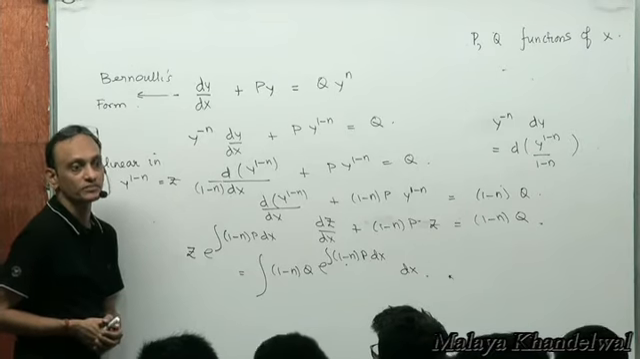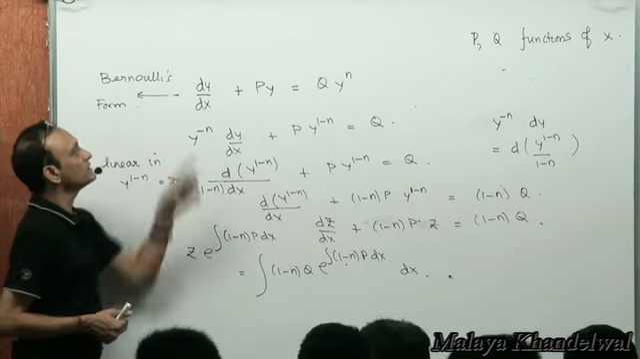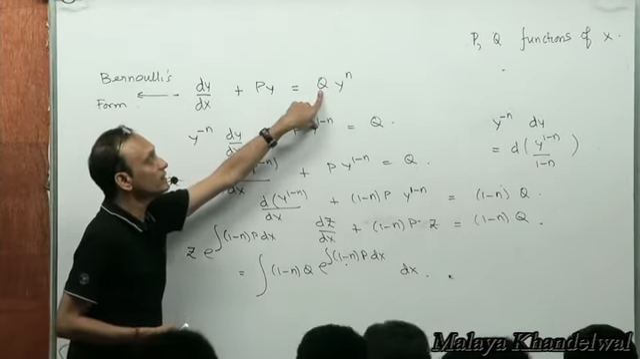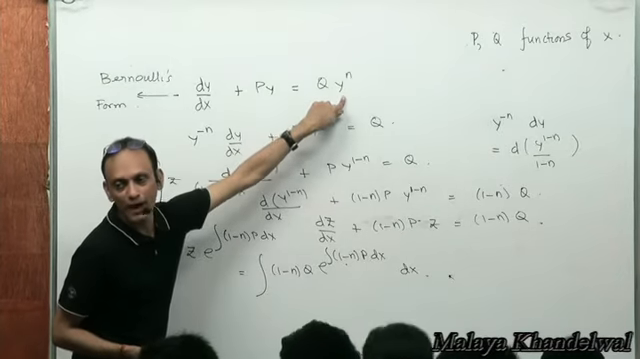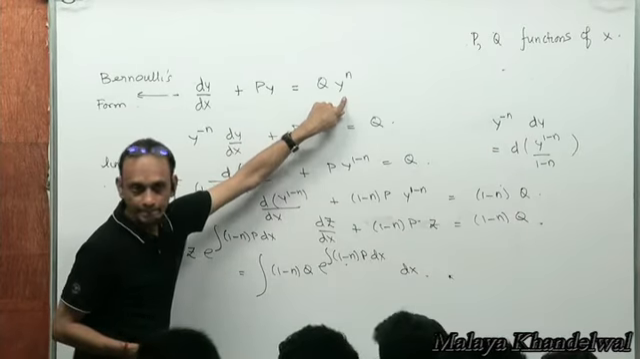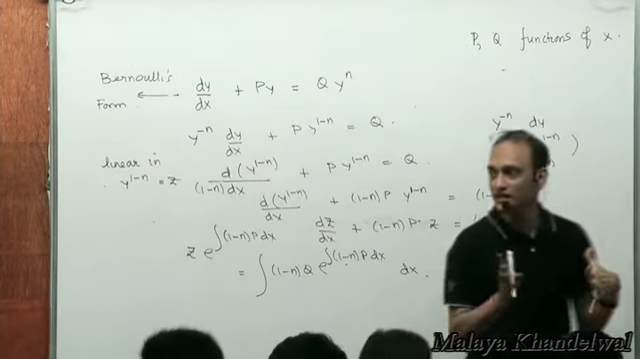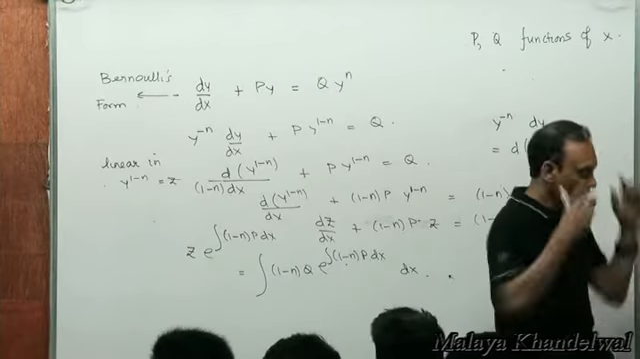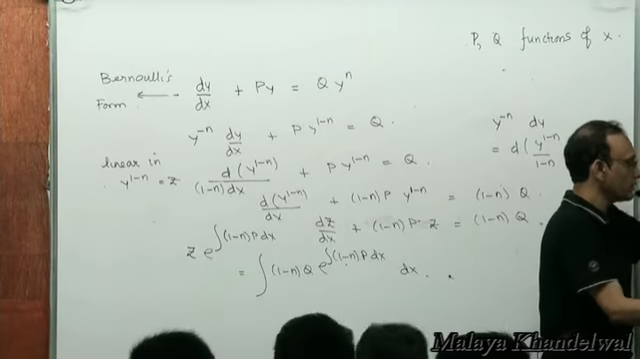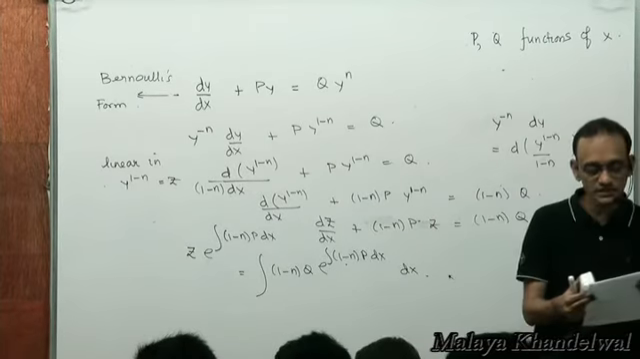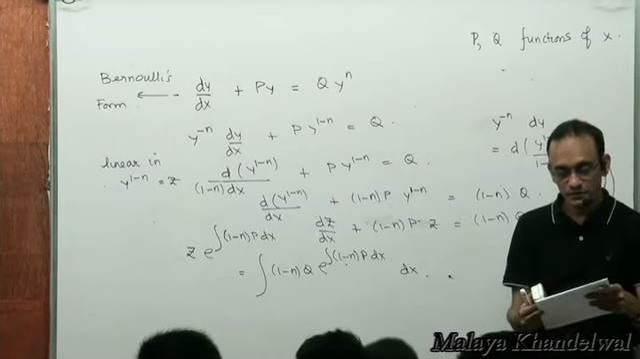That's the Bernoulli's form. dy dx plus py, instead of being q, is q into y to power n. n need not be an integer, by the way. Let me illustrate something from here.